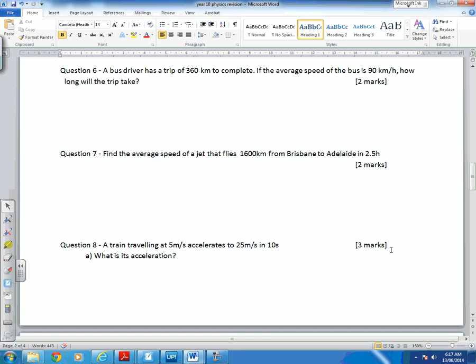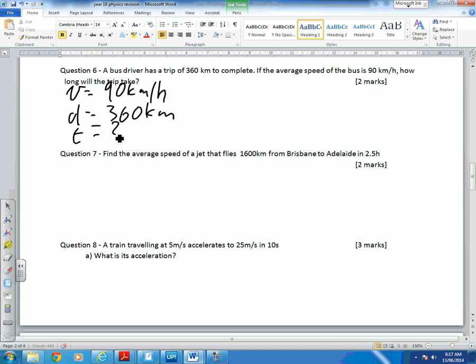Question 6, a bus driver has a trip of 360 kilometres to complete. If the average speed of the bus is 90 kilometres per hour, how long will the trip take? So on this one, V equals 90 kilometres per hour. D equals 360 kilometres. Time equals question mark.